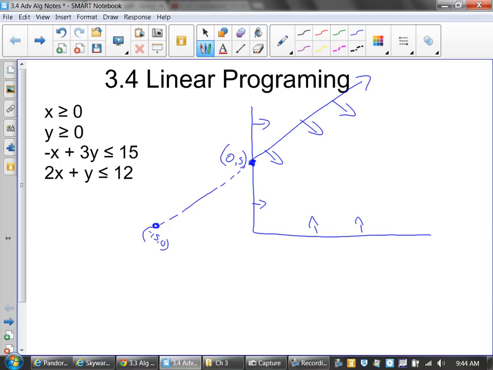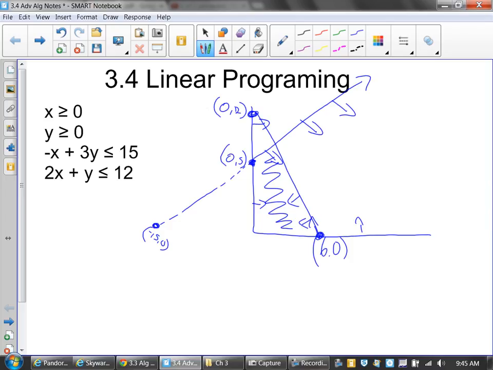And then I do the same thing for the next one. I have a y-intercept at 12 and an x-intercept at 6. And I connect. And once again, is 0 plus 0 smaller than 12? Yeah? So what we've just done is we've created this bounded region in here. Everybody agree with me?